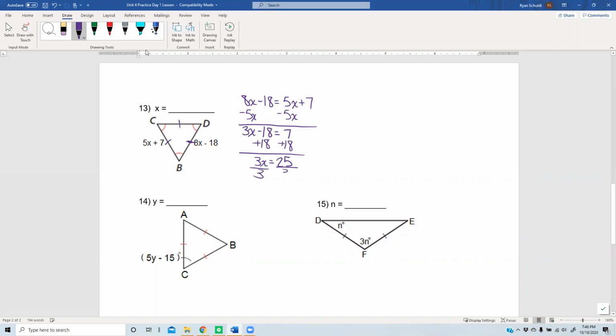Divide by 3, and we get x equals 25 over 3. And that's all they ask us to find, is just x. So we're going to say x is 25 over 3.